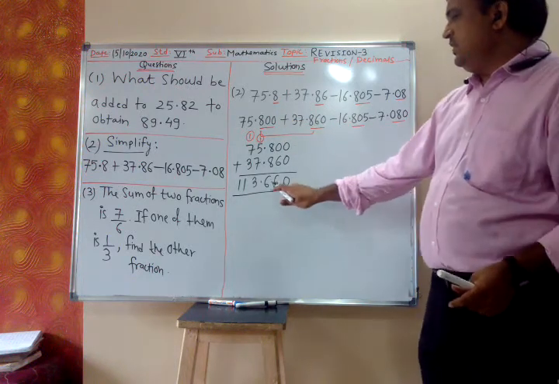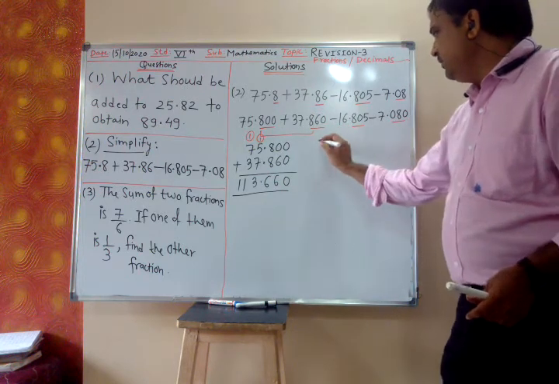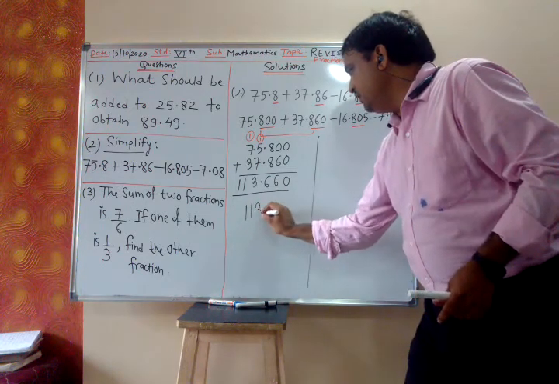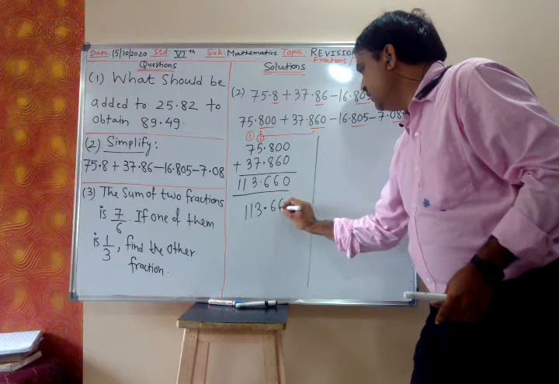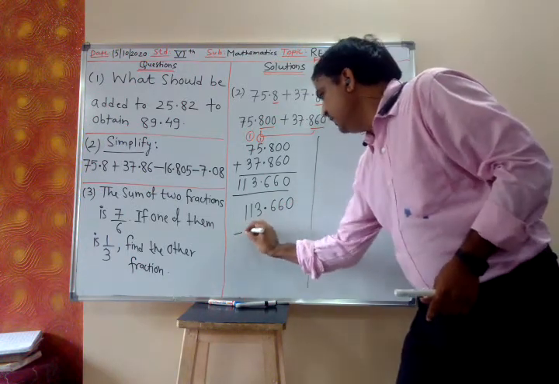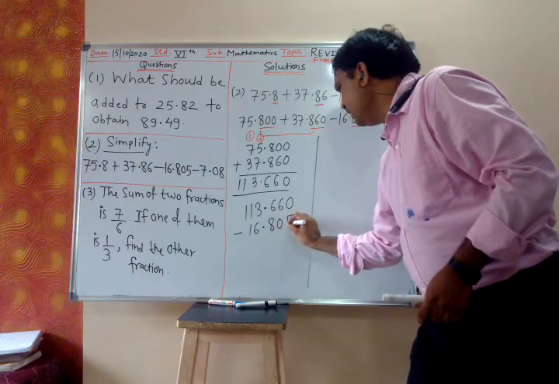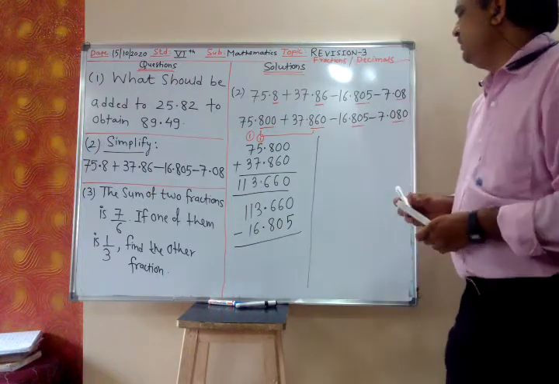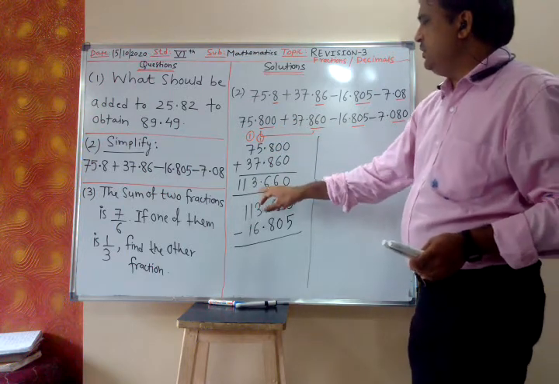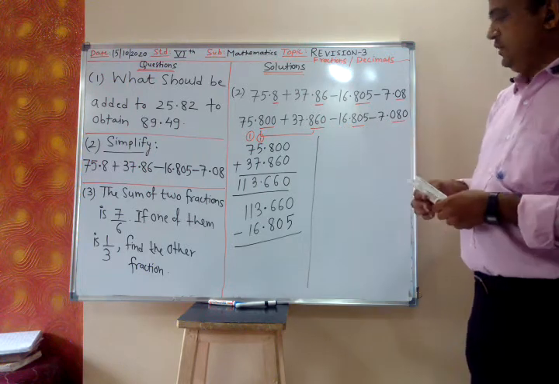Now whatever is the result, from that I will subtract this. So next step is 113.660. I have to subtract 16.805. So minus 16.805. Now first I have to add these two, I get 113.660. Then from this total I have to subtract this. So now let us subtract.